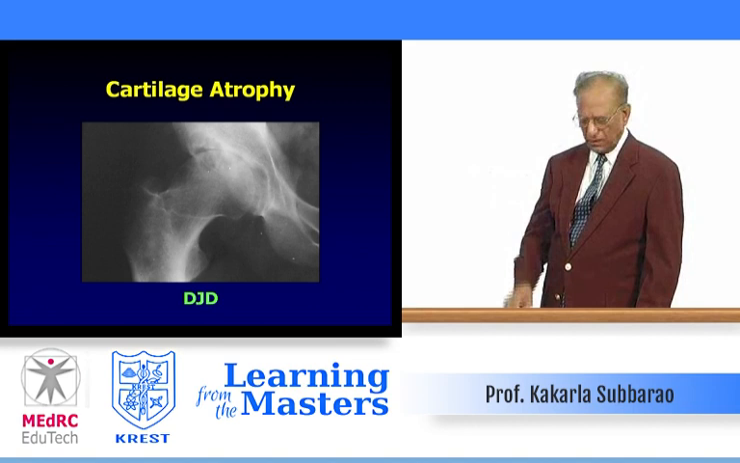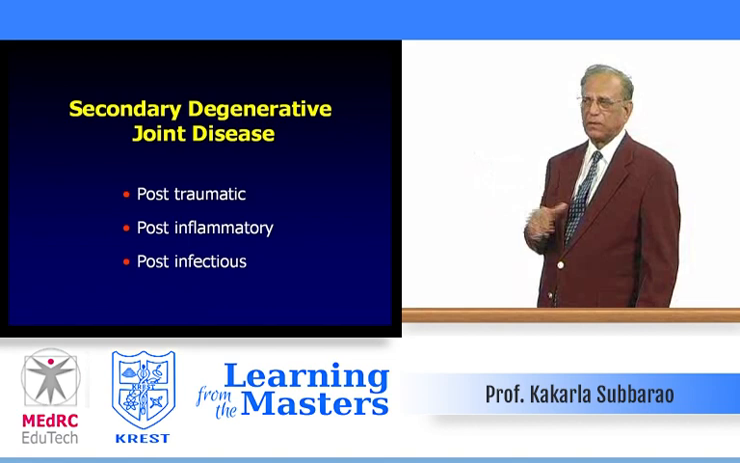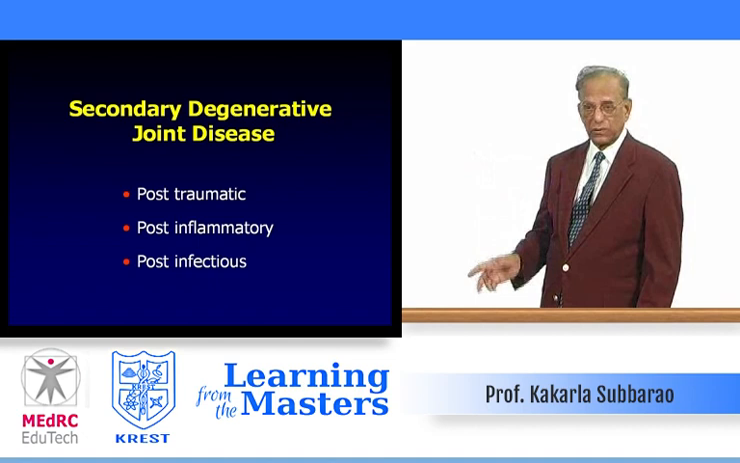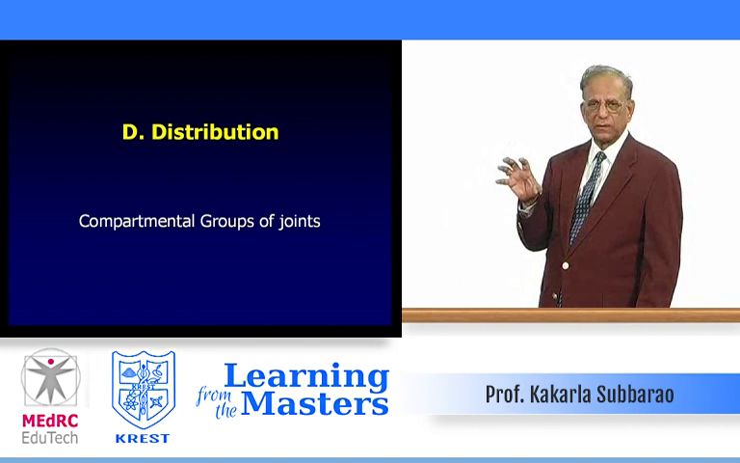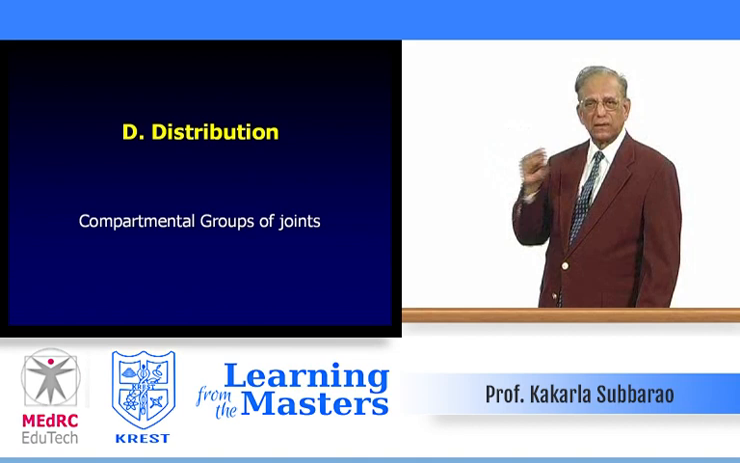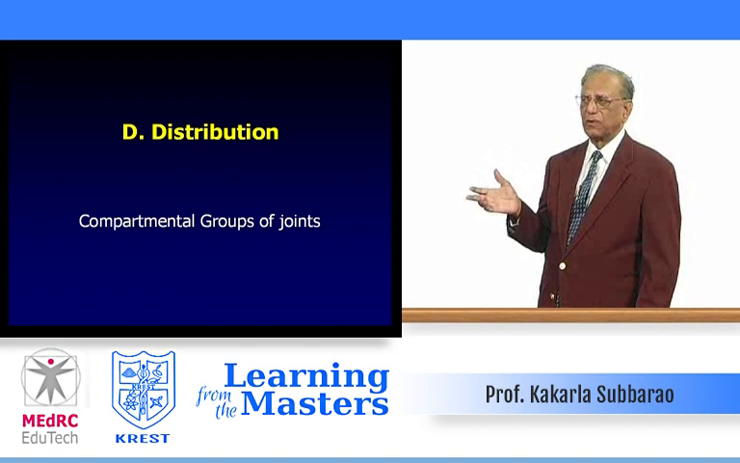Secondary degenerative joint disease, as I have already mentioned, could be post-traumatic, post-inflammatory, post-infectious, post-radiation also one can get. Distribution. In the same joint, as we have seen earlier, degenerative joint disease stresses the superolateral segment of the hip joint. Why? There is weight bearing, there is stress bearing. On the other hand, if it is universal, the entire cartilage is thin and there is narrowing of the entire hip joint space, you think of an inflammatory or other type of joint disease.